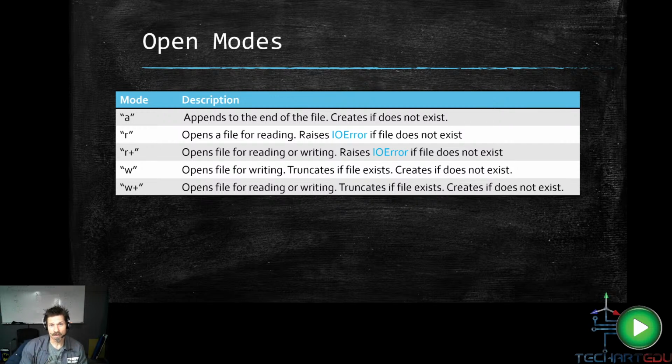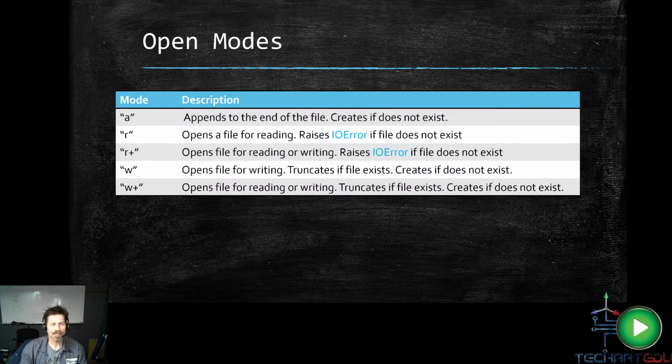Okay, on the flip side, you could use W+. W+ does the same thing. You can read from the file or write to the file, doesn't matter which you want. And it truncates if the file exists already, but it doesn't throw an IO error if the file doesn't exist. If it doesn't exist, then it tries to create a brand new file. Now, if it fails creating the brand new file, then it's going to throw an IO error, but it's not going to throw an IO error if it wants to go ahead and create one if it doesn't exist.